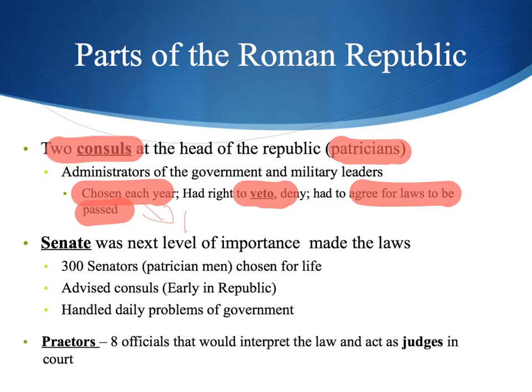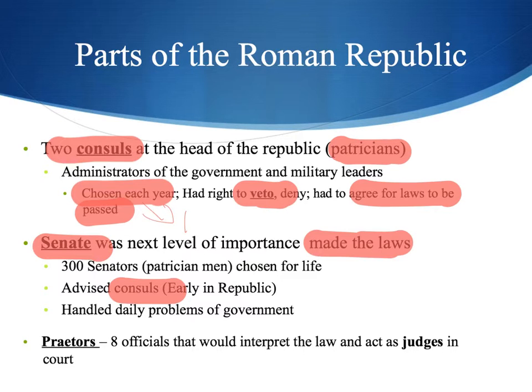The next part or component of the Roman Republic was the Senate. The Senate was arguably the next level of importance, and the Senate was responsible for making the laws, and they would work closely with the consuls in the early days of the Republic to make laws. Later on in the Republic, some of the consuls started to separate from the Senate and worked on their own, issued executive orders, and they kind of didn't get along as much.